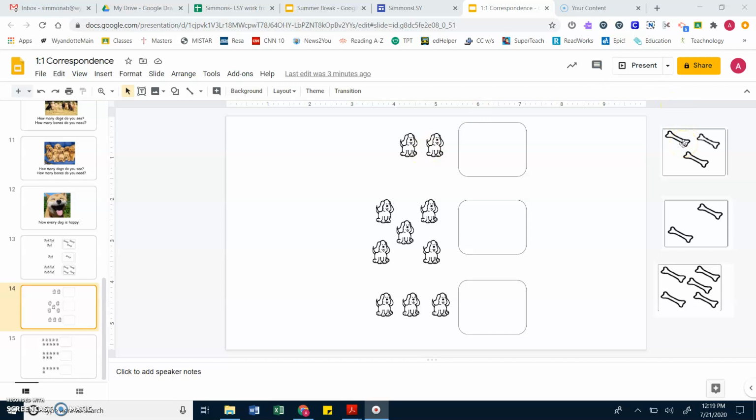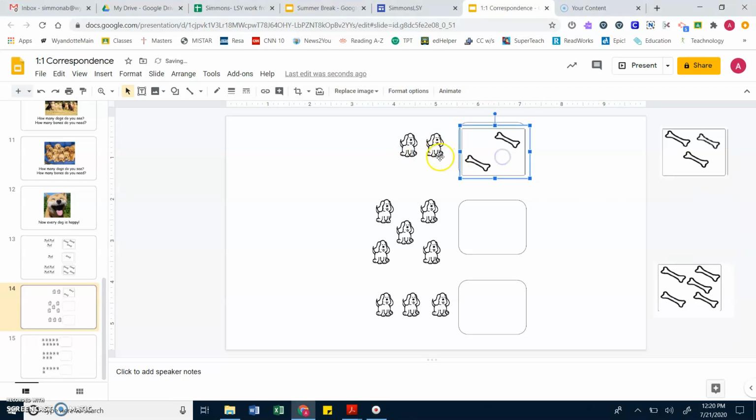All right, so our choices here, 1, 2, 3 bones. Well, that's too many. There's only 2 dogs. And here there's 3 bones. Let's look at our second picture. 1, 2. Hey, remember there's 2 dogs, so we need 2 bones. So as you can see, 1, 1, 2, 2. So 2 dogs, 2 bones.